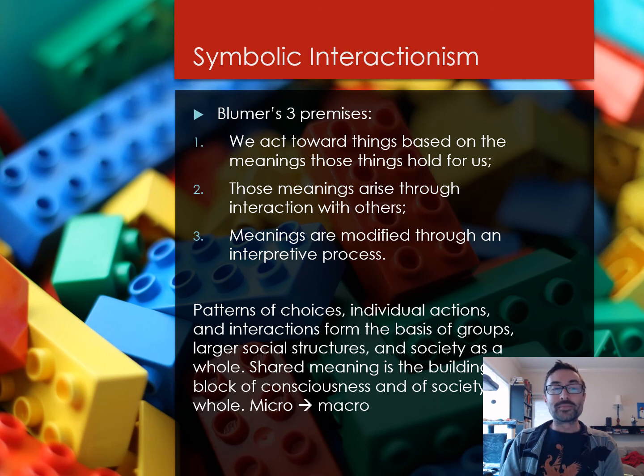Herbert Blumer, a key figure in the development of symbolic interaction, posited 3 premises. First, we act toward things based on the meanings those things hold for us. Second, those meanings arise through interaction with others. Third, meanings are modified through an interpretive process. These seem simple, even obvious on the surface, but these 3 premises have great implications for human interaction. The meanings that we hold for things are central building blocks of society.